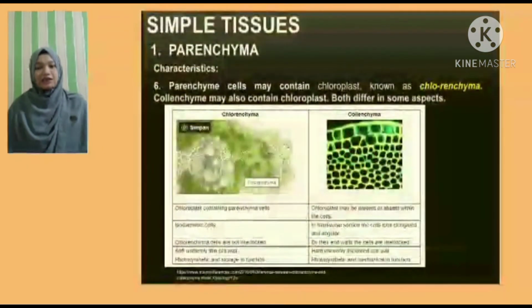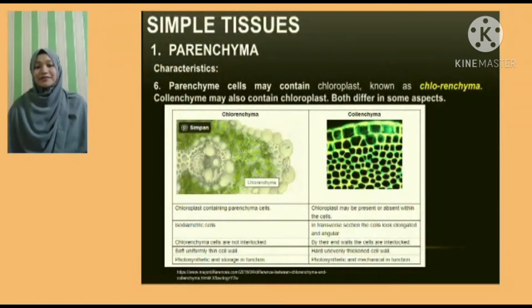The difference between parenchyma and collenchyma cells: in the collenchyma, chloroplasts may be present or absent within the cells. Its cell shape is a trine in the parenchyma that takes many forms. In transverse section, the cells look elongated and angular.